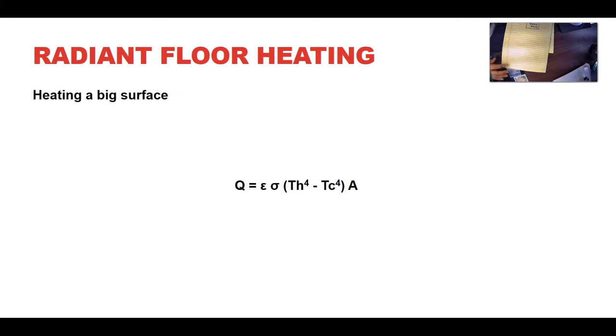Radiant floor heating is one of the most common, most dominant ways of doing radiation for heat distribution. So let's say this is the floor of a house, and this is the area of the floor, and this is where we are heating the floor to heat the room.